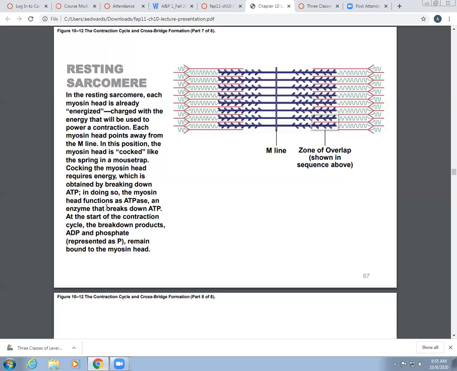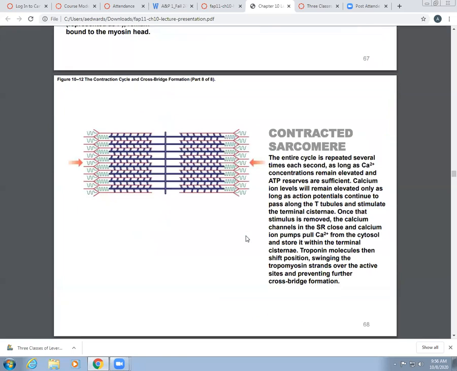And so in a sense, you could say the myosin head functions as an ATPase, because anytime you see "ase," usually it's something that breaks down whatever precedes it. And so when the contraction cycle starts, your products, ADP and phosphate, represented as P, are still bound to the myosin head.